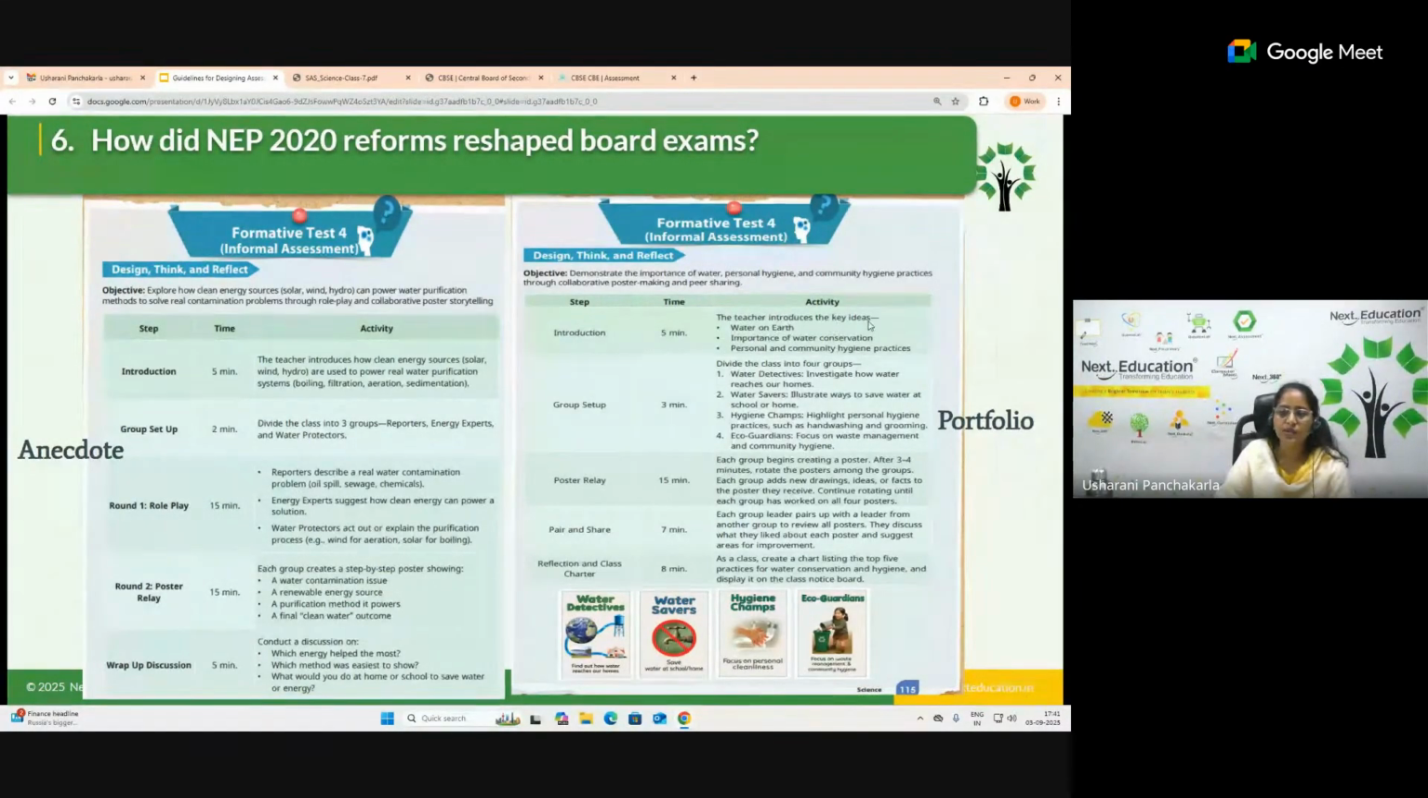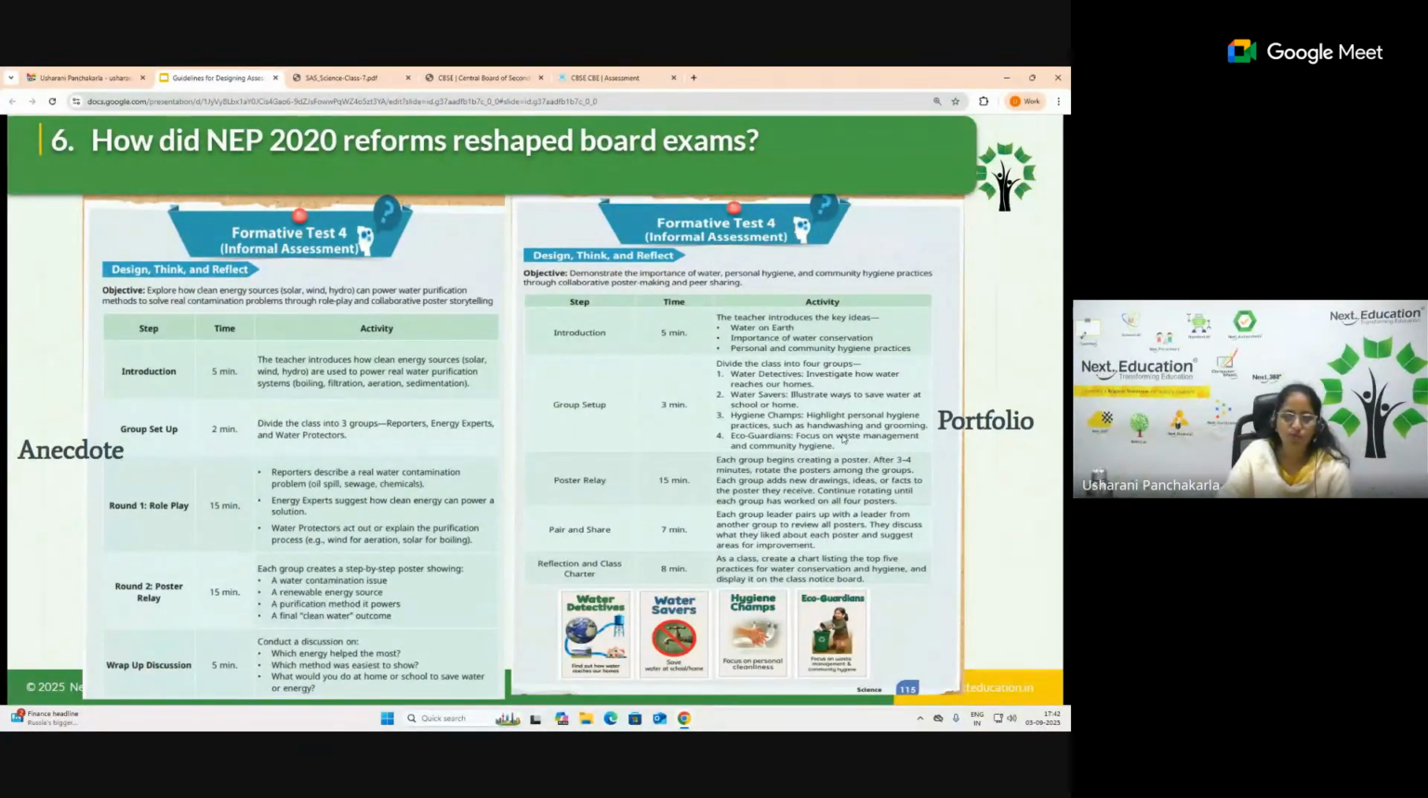Let me first start with this. The teacher introduced the key ideas, because this is a topic on water and personal hygiene, covering the topics of NCERT chapters. That is, one is water, the other is personal hygiene and community hygiene practices, through poster making and even peer sharing. So here we are asking the teacher to divide the class into 4 groups: water detectives, water savers, hygiene champs, and eco guardians. So each would be taking a role.